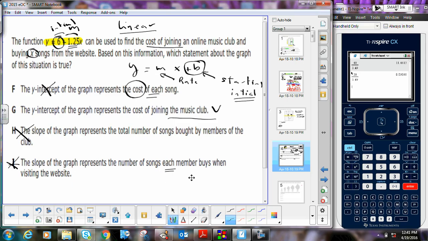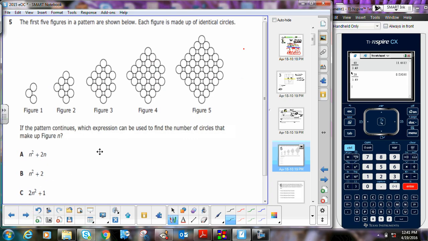When you visit, you could buy, you could not buy, but that does not make sense. So this slope represents the price of each song, and the $6 could represent the initial fee when you sign in to purchase a song. Now let's do number 5, and we'll be done with the 5 questions. Then in the next video, we're gonna cover the next 5 questions.